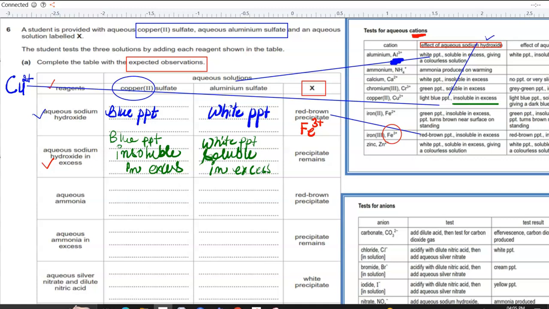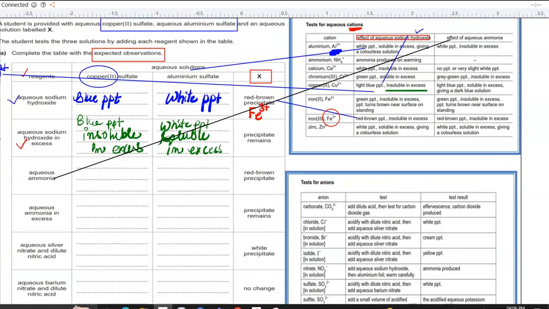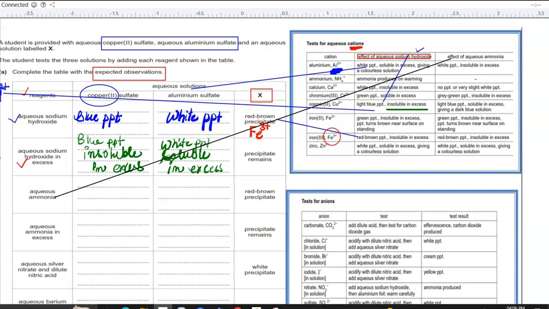Okay, now with aqueous ammonia, again check with copper, the aqueous ammonia test. Aqueous ammonia is written here. Let me change the position. I hope it is clear to you now. So, effect of aqueous ammonia for copper. Here we are. This is copper, and they are saying you get light blue precipitate here. Light blue precipitate. And for aluminium, what is written? Again white precipitate is written.